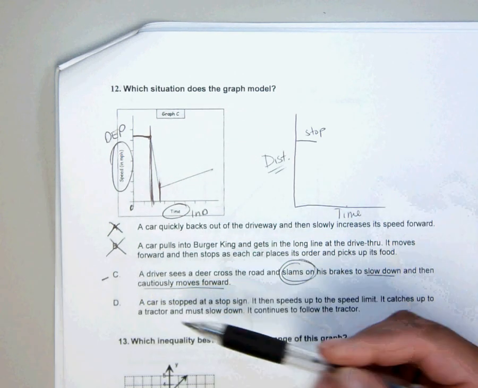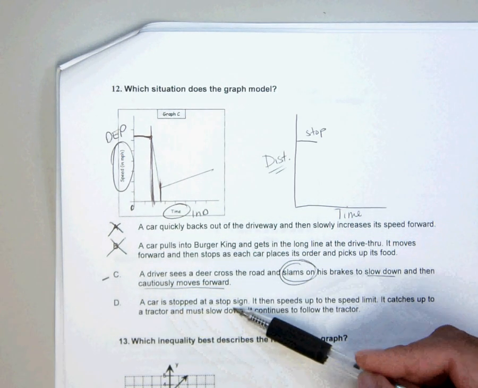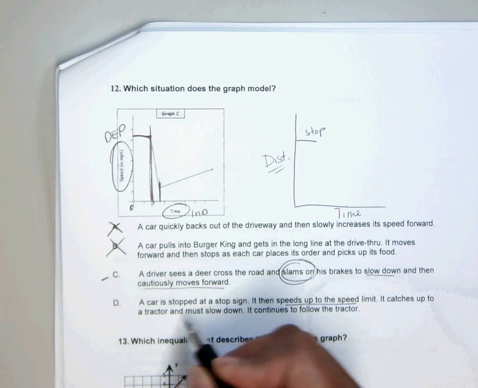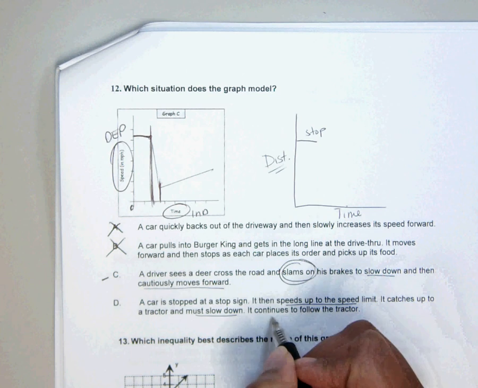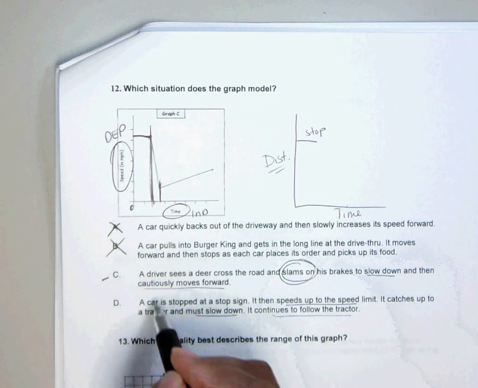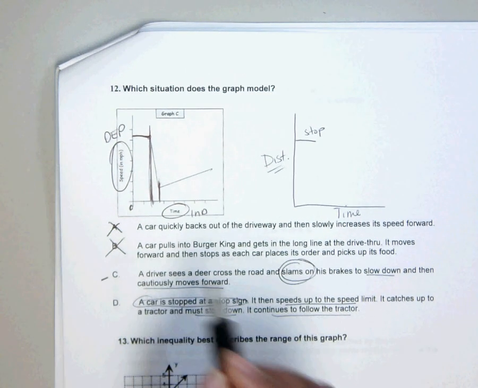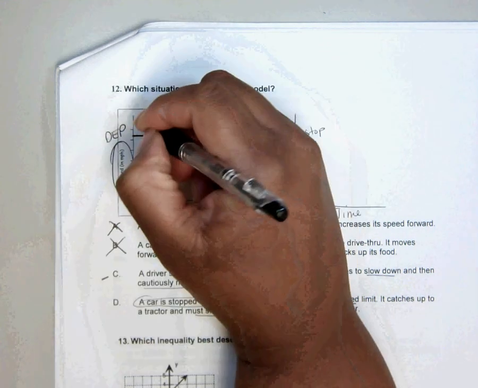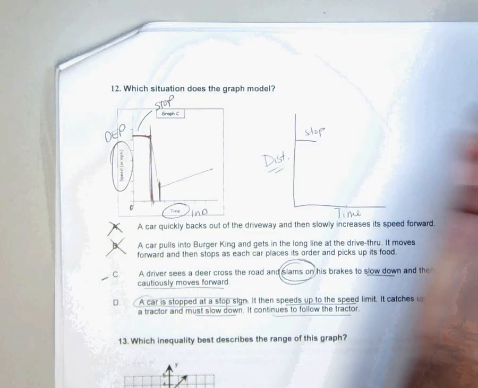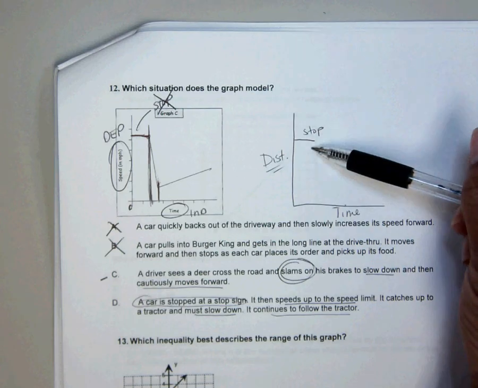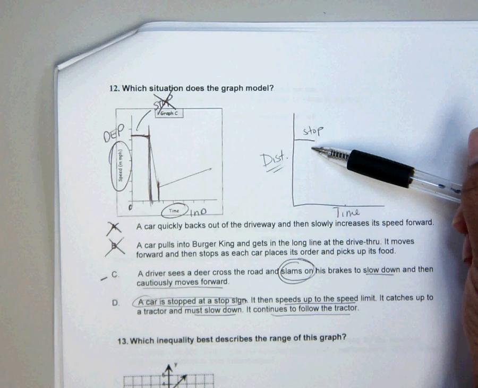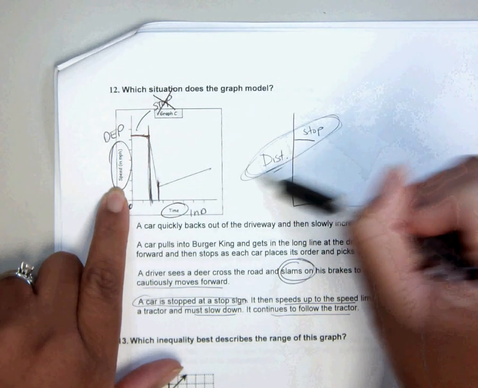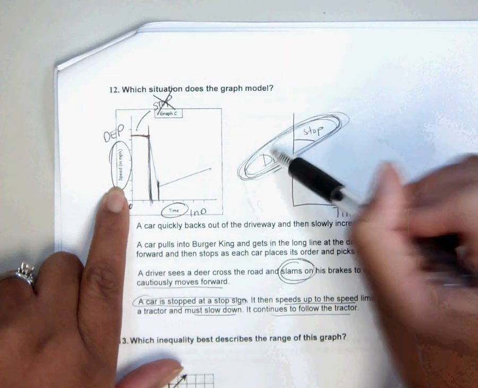Probably. Let's read D. The car is stopped at the stop sign. It then speeds up. It catches up with the tractor and slows down. And then it continues to follow the tractor. Well, it says that it's at a stop sign. And so most of you would pick this one as the answer, thinking that this right here means to stop. But it doesn't mean stop when you're talking about speed. It means stop when you're talking about distance. So be very careful about that.